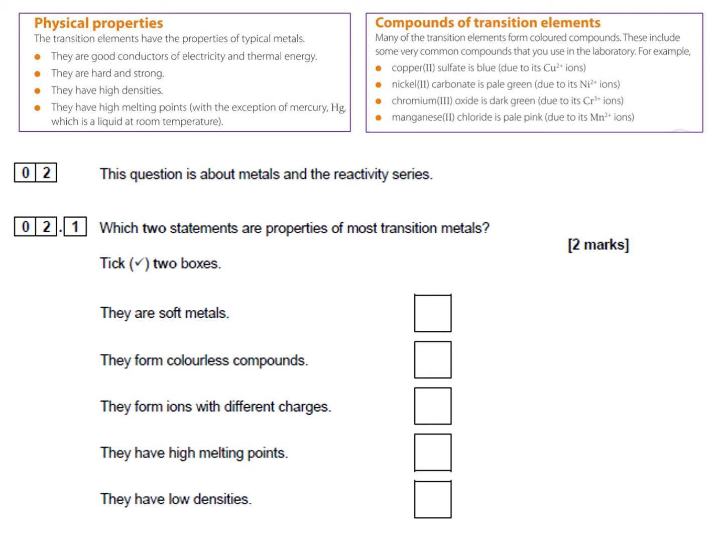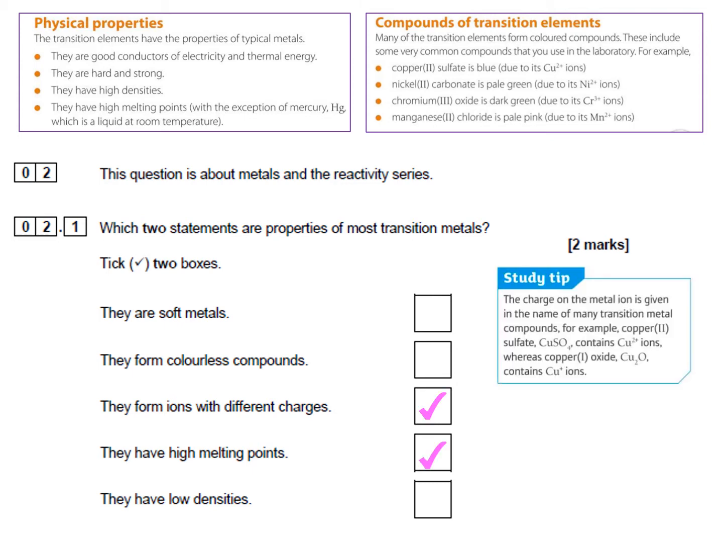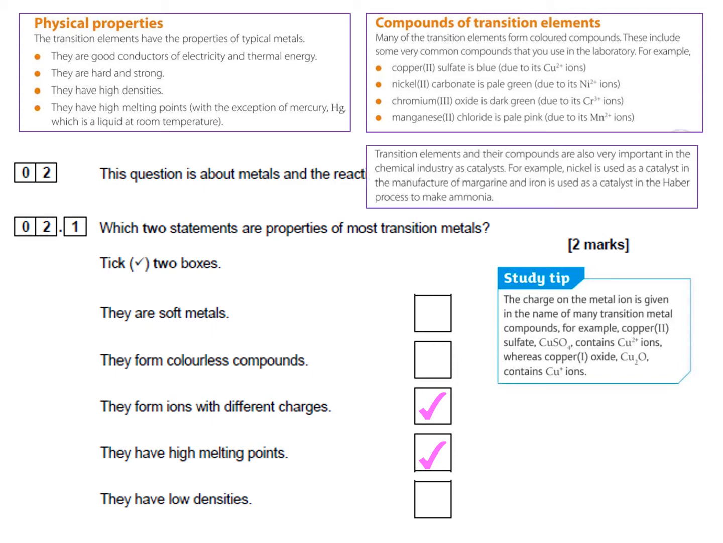So looking at our substances here, soft metals are the alkali metals. Colourless compounds, not normally, but can do. Different charges, yes, they do form different charges. High melting points, true of all metals, definitely. Low densities, ones that float on water, is our alkali metals again. Okay, so transition metals often form coloured compounds, though not always, and importantly, they're used as catalysts, worth remembering.